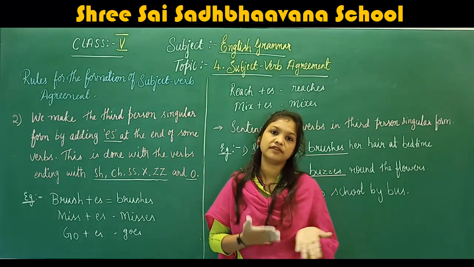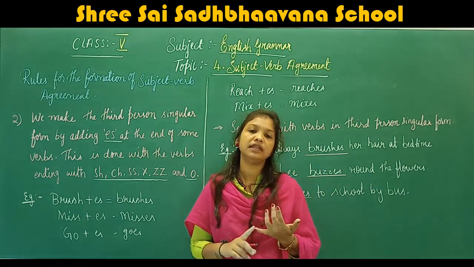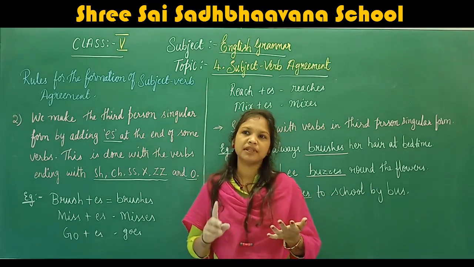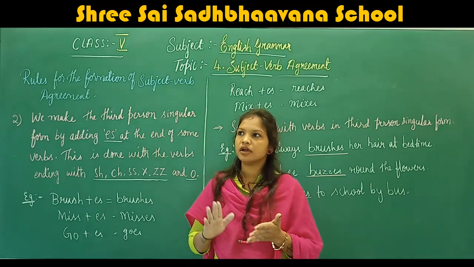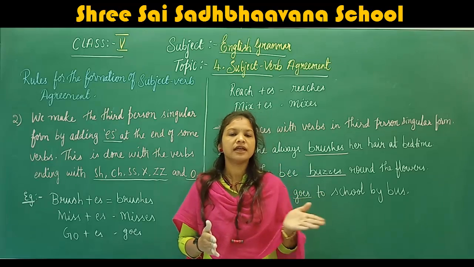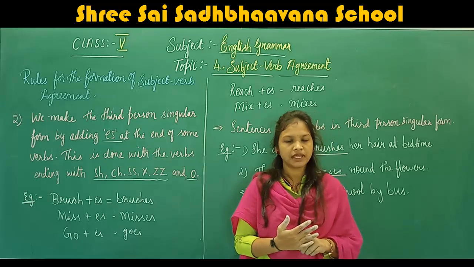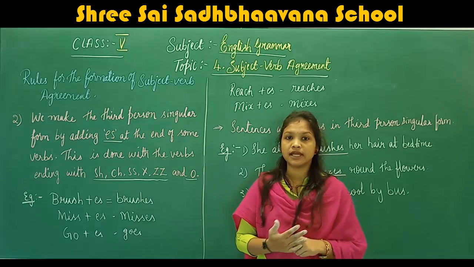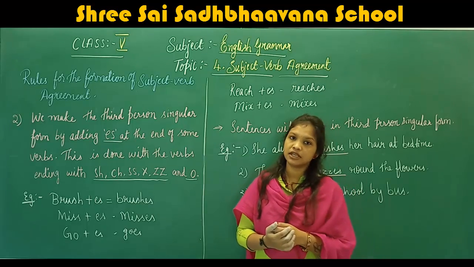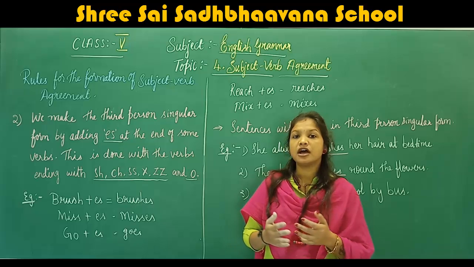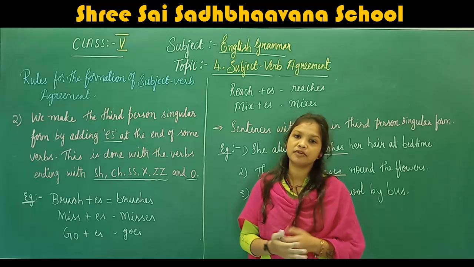In the first point we learned about verbs ending with s. For example, sails, tries, cries, and falls. The words which end with s are known as third person singular. In the second rule we will learn the formation of the third person singular. The third person singular is formed by adding es at the end of some verbs.